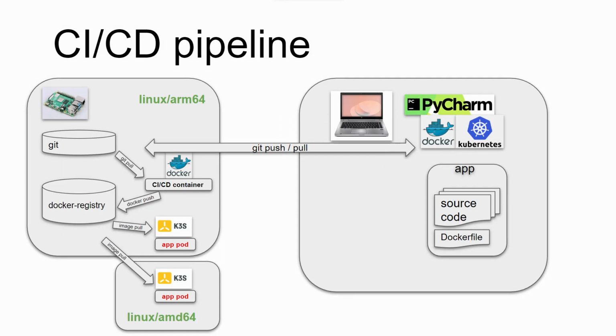Hello! In the previous videos, we set up a Kubernetes cluster with two Kubernetes nodes successfully. However, the two nodes have different architecture. The primary node is a Raspberry Pi with ARM processor. The second one is a virtual machine on my desktop using an AMD Ryzen processor.